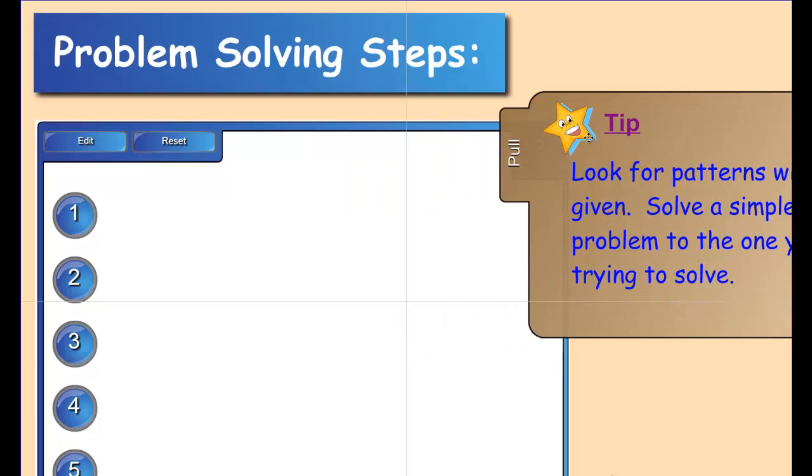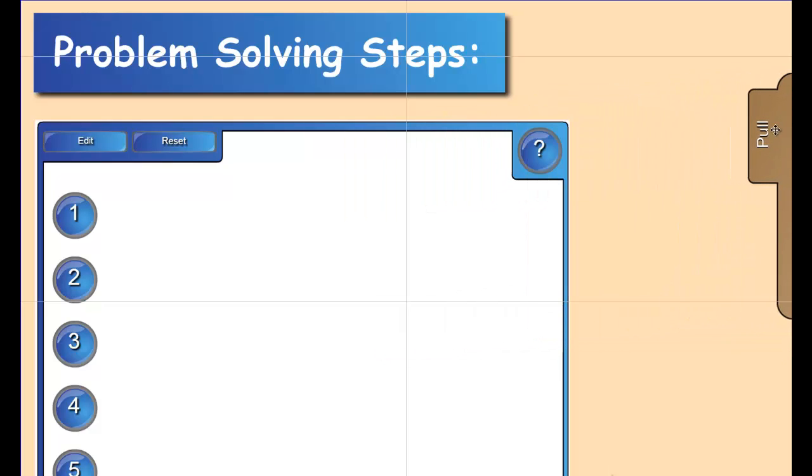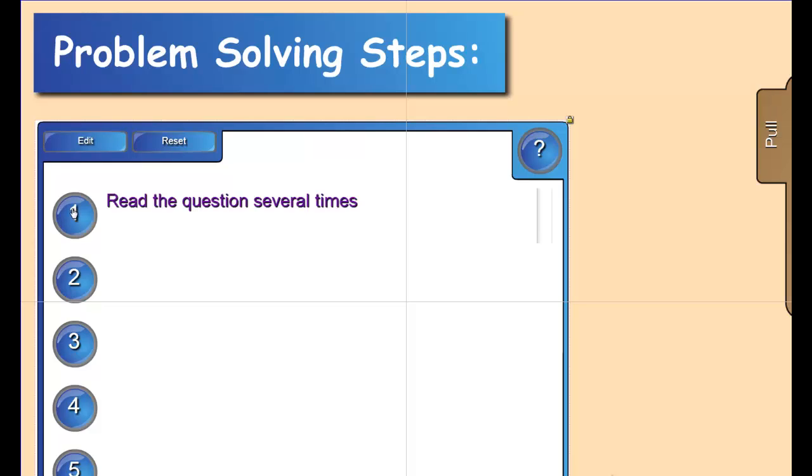Now here I've got some general tips for you on how to problem solve. One thing that you want to do to begin with, when you're given some kind of a word problem, is to make sure you read the question a few times over so you can get an idea of what's being asked of you.